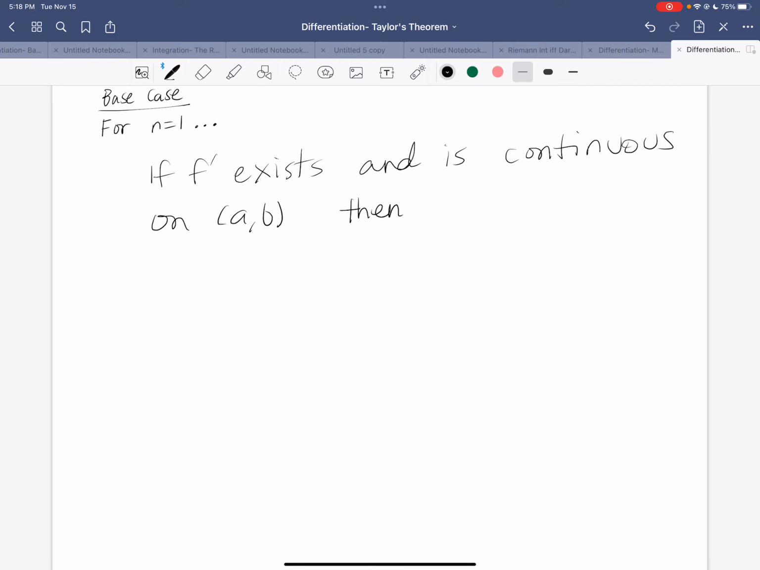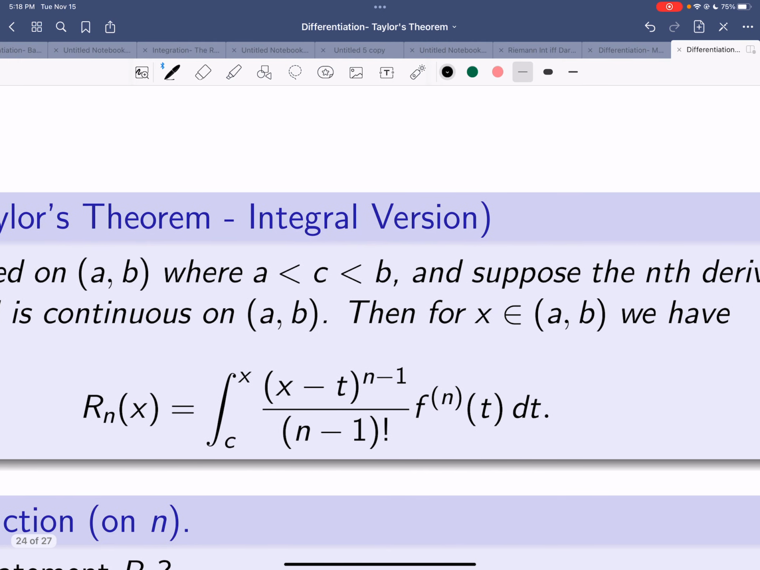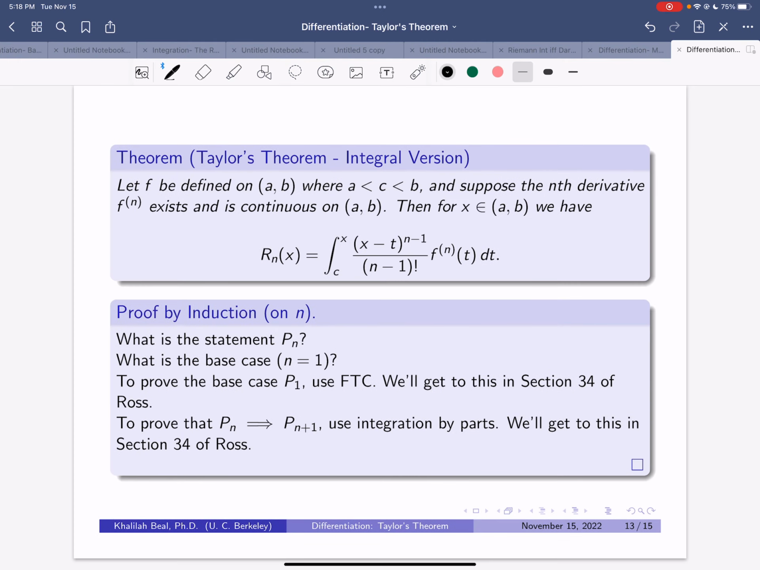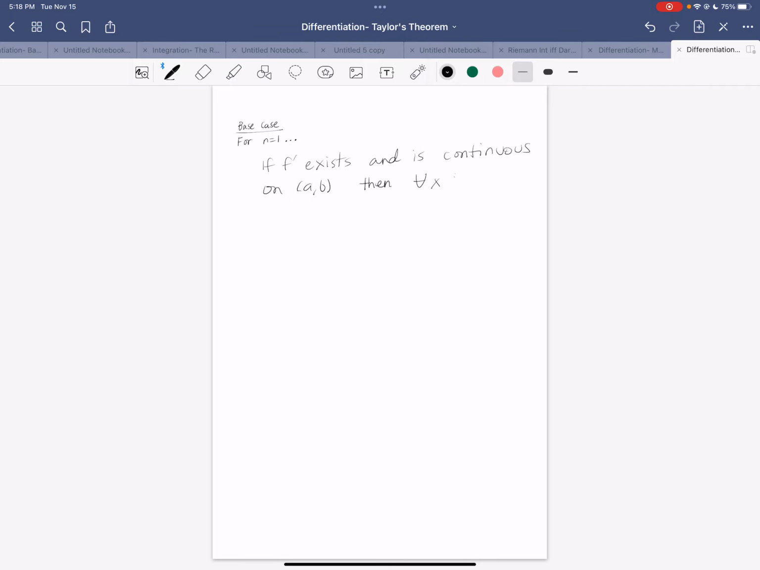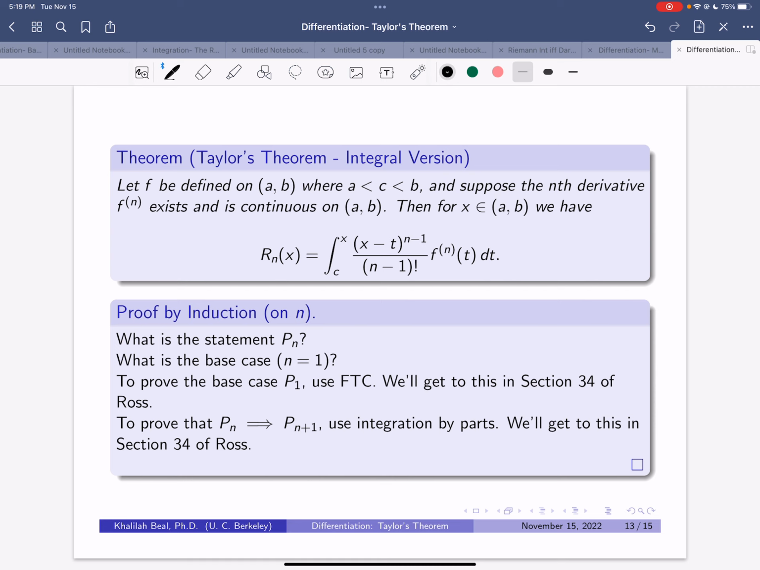then for x we have the integral from c to x. So R1 of x is the integral from c to x of (x minus t) to the, well, now if I plug in, (x minus t) to the 1 minus 1, that's just going to be (x minus t) to the 0, which will be 1. And if I have 1 minus 1 in the denominator, 1 minus 1 factorial, that's going to be 0 factorial, which is defined as 1. So all of this will turn into 1, and we'll just have f prime of t. Okay?